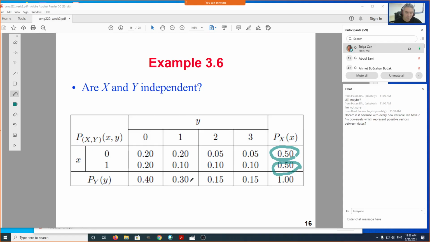We can do the same thing for computing the individual probabilities for y. For example, x can only take values 0 and 1, so these two events are mutually exclusive and exhaustive. In order to find the probability that y is equal to 0, I can just look at the probability of y is equal to 0 and x is equal to 0, and y is equal to 0 and x is equal to 1. If I add up these two probabilities, it will tell me the probability that y is equal to 0, which is 0.40. Again, these column sums will give me the individual probabilities.